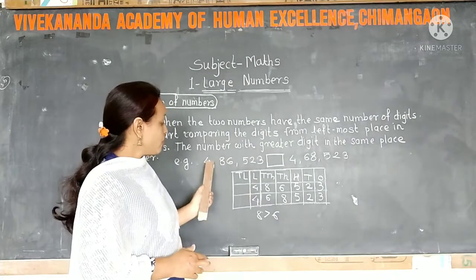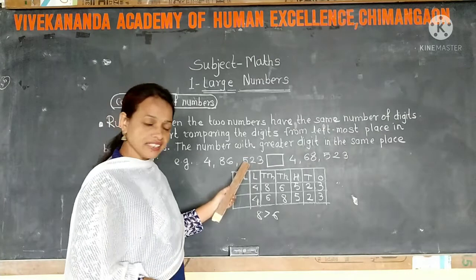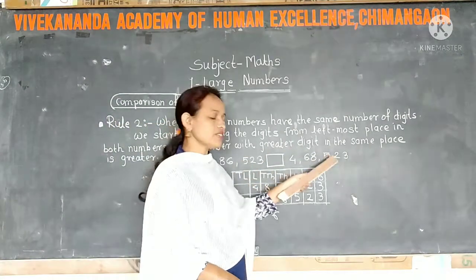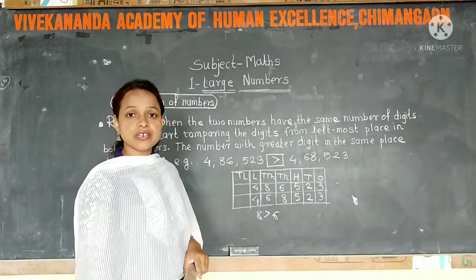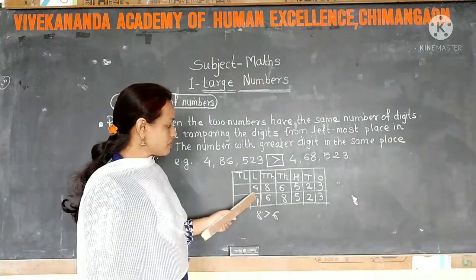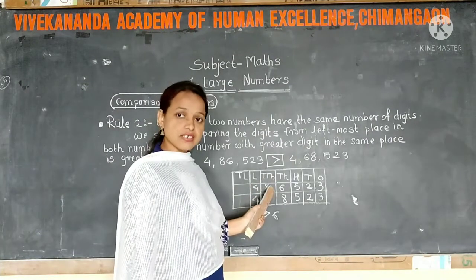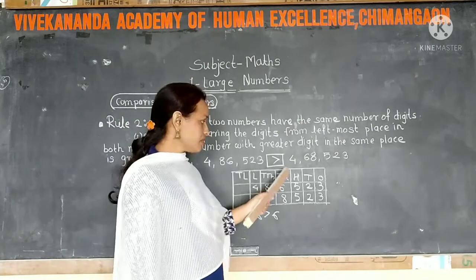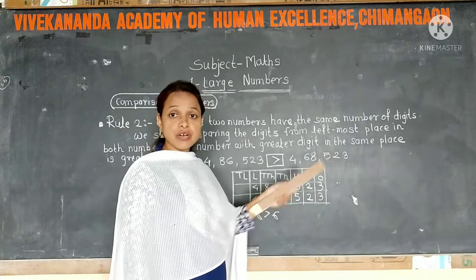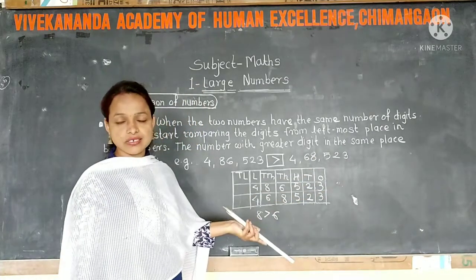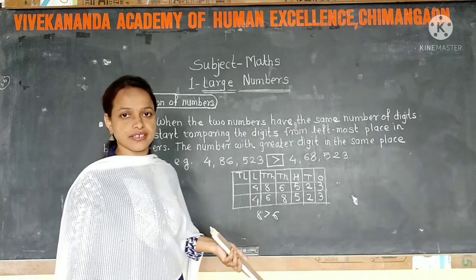So here 4,86,523 is greater than 4,68,523. In this way, student, we have to start from the leftmost place. If it is the same, then we check the next place. If it is the same, we go on checking the next place. In this way, we have to go ahead, and in whichever place it is greater, that number is greater.